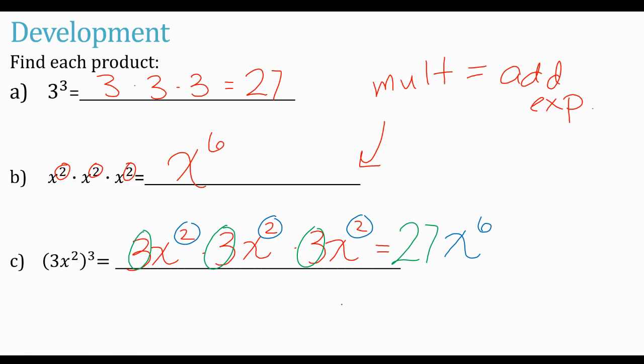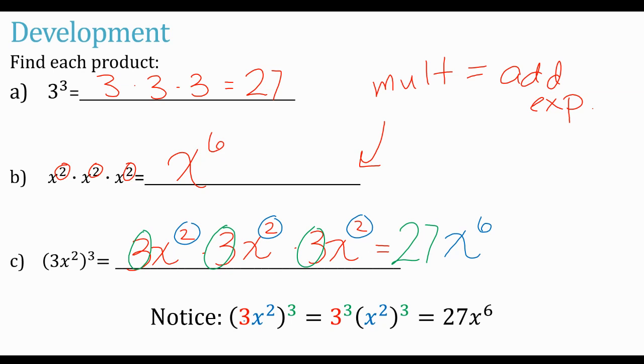So I want you to notice something here. We have a 27 in part A. We have a 27 in part C. We have an x to the 6th power in part B. We have an x to the 6th power in part C. So basically, raising a monomial to the third power is you are raising both parts of that monomial to the third power. So just like here, I'm going to just show you.